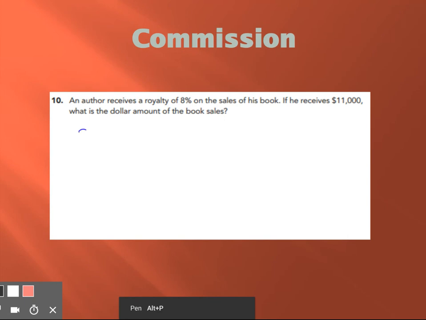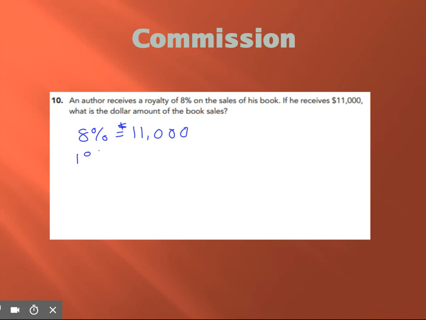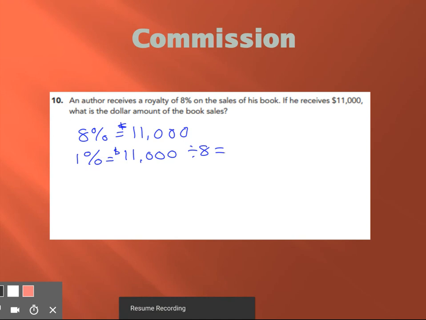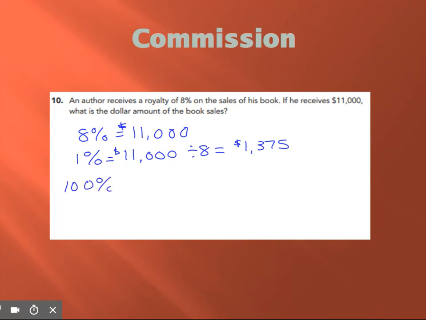So they want you to find 8% equals $11,000 in this case for this author. That's nice. So to find what 1% is, you're doing that division problem, $11,000 divided by 8. And you should have gotten $1,375.